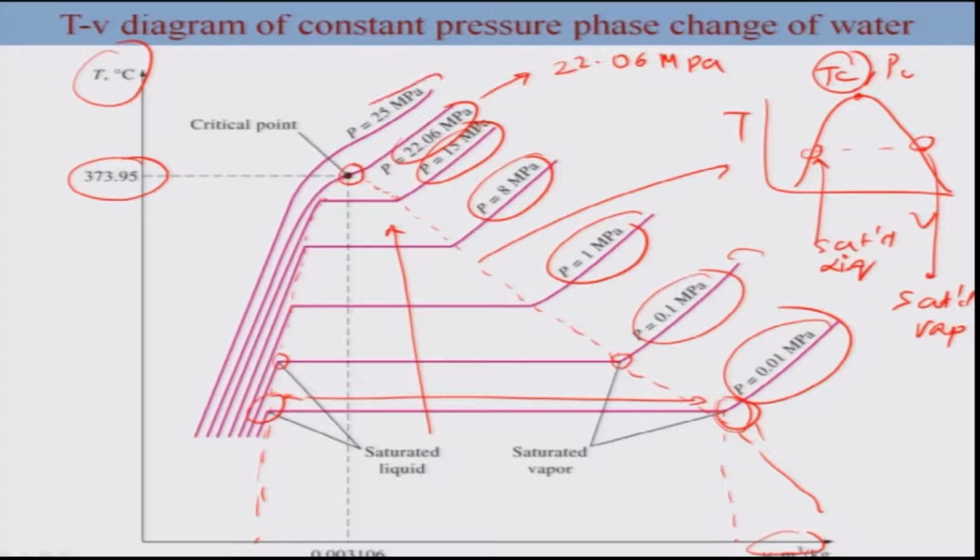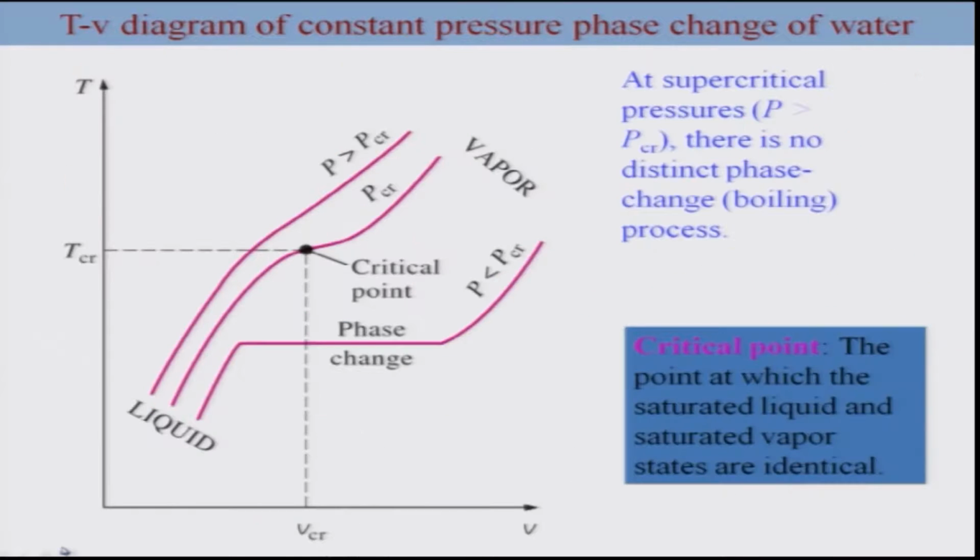Okay, so what about the other states? This one, for example, which is 25 megapascal. Well, we do not see any phase change at all because this is a region of supercritical pressure. So you are going from compressed liquid, this is a compressed liquid, and this is a supercritical region. So this we can put in a simpler form now.